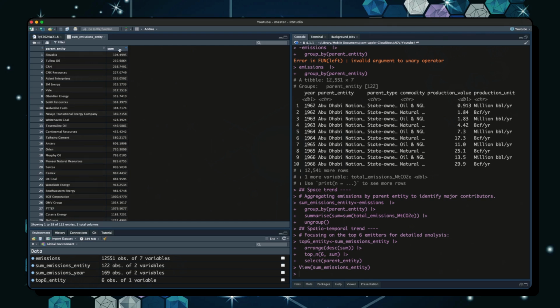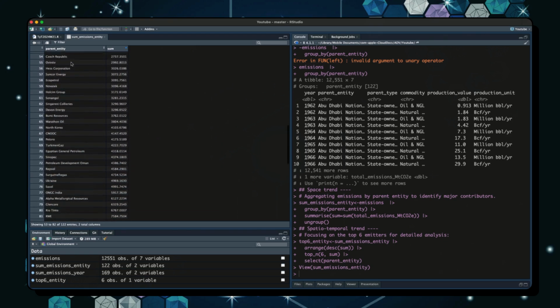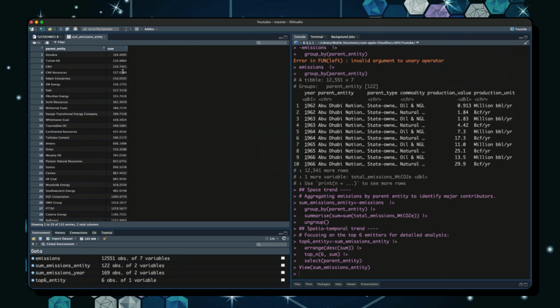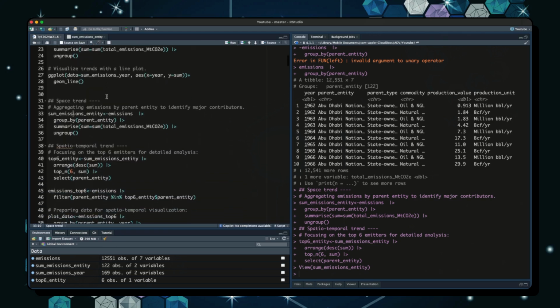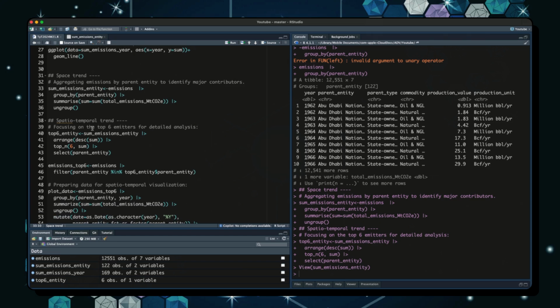So if I arrange my sum column from the lowest to the highest, we can see that each one of the 122 entities has its own emission value. We go from 105 tons to more than 276 tons of carbon. So now we have a trend over time. We look at the trend over space, so over location. What about the spatio-temporal trend?